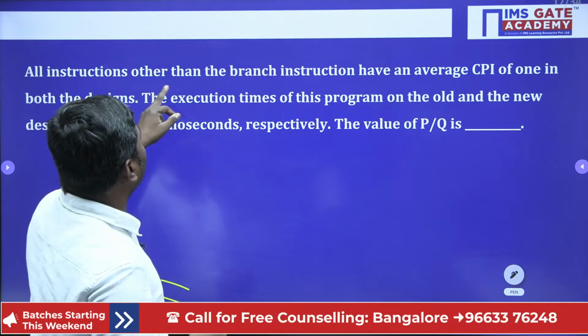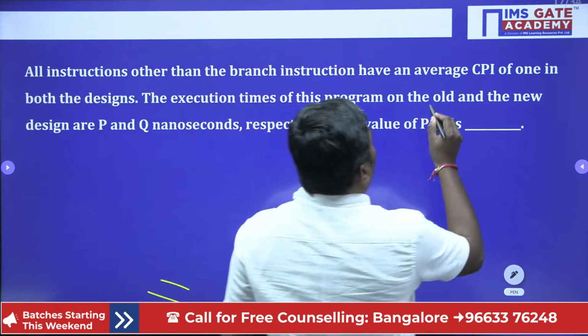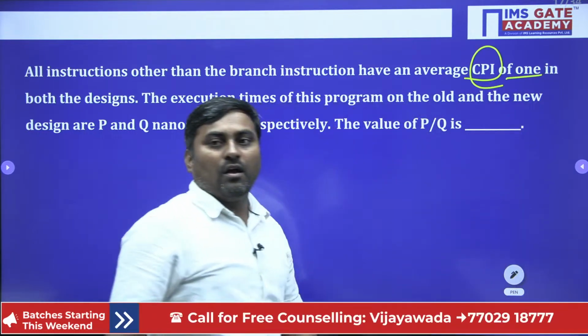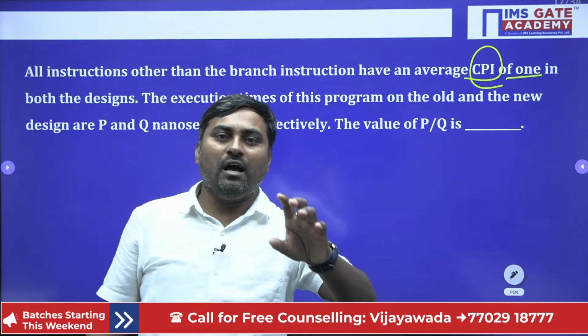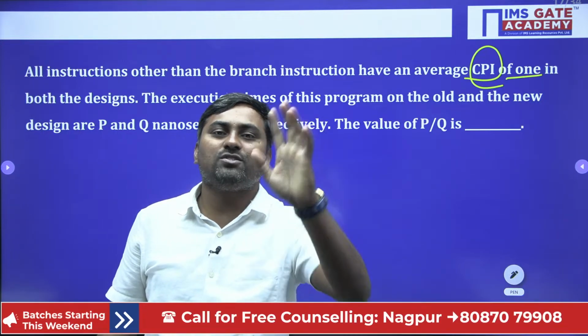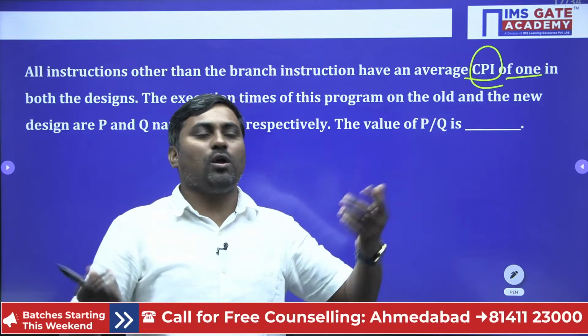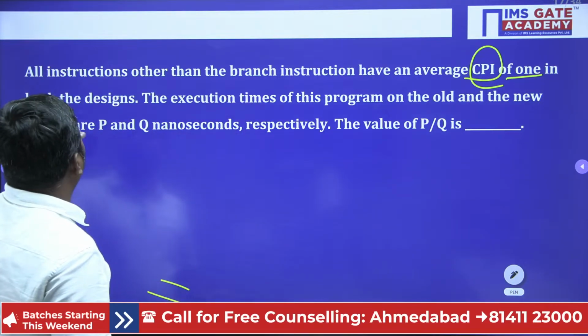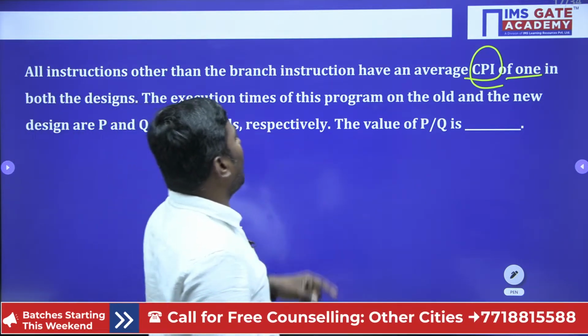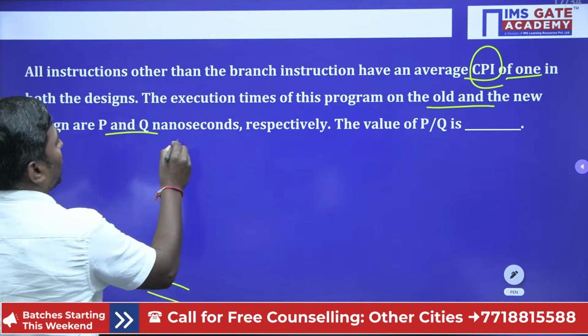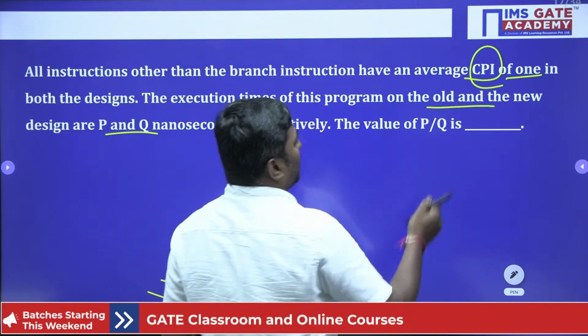All instructions other than the branch instruction have an average clock per instruction of 1. Other than branch instructions, how many clocks? Only 1 clock for each instruction, on average. But due to branch instructions, it will take more. Both designs are given. The execution times of this program on the old design and new design are P and Q nanoseconds, and they are asking for the value of P by Q.